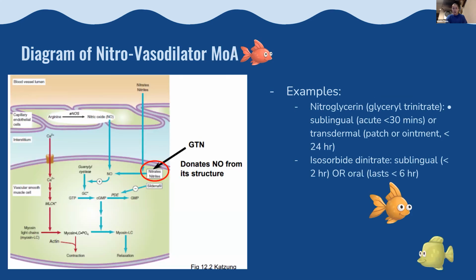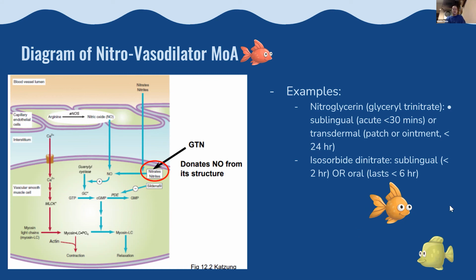This is just a diagram showing the MOA. You can see here where the circle is, the nitrates being added, which then react with the guanylyl cyclase and the GTP to cGMP. And then you can see relaxation at the very bottom right, and that's the end goal. Pretty much what we want to do is get to our end goal of relaxation.